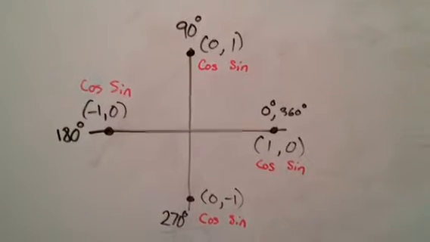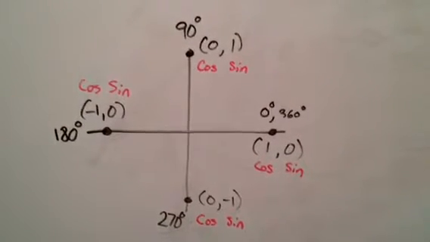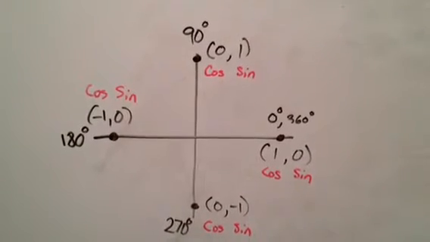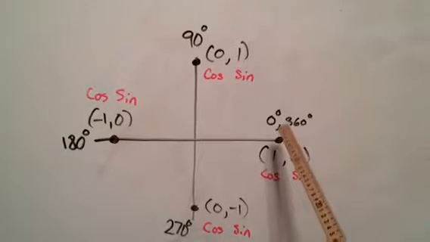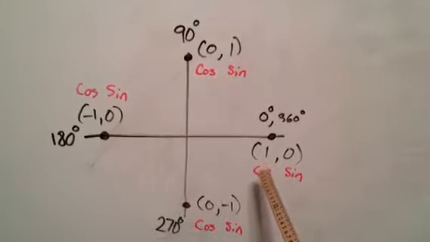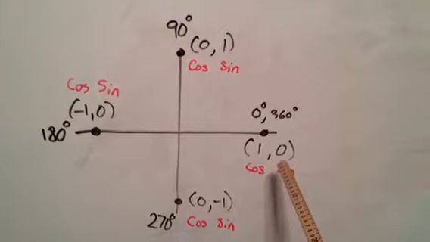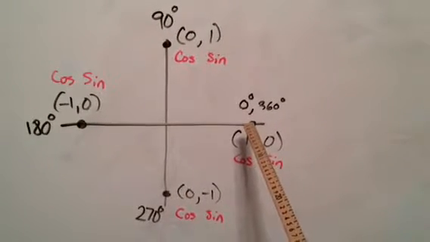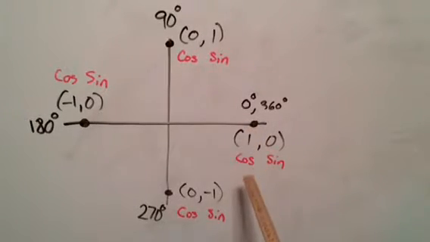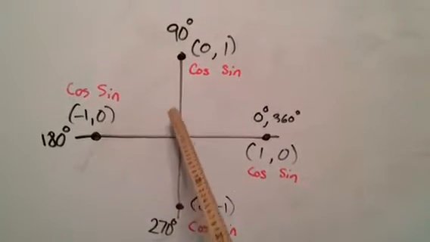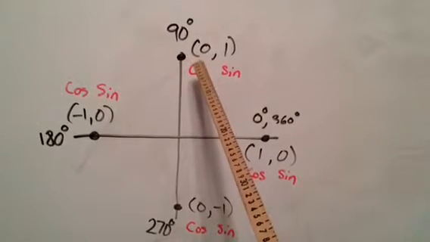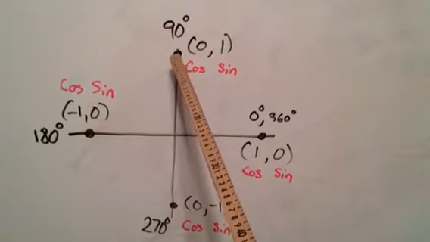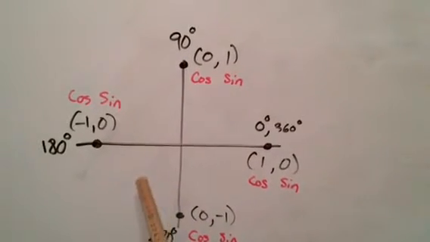You must memorize this chart to determine what the cosine and sine values are at each of the 90-degree marks. At 0 degrees, cosine has a value of 1, sine has a value of 0, corresponding to the point 1, 0 that is 1 unit away from the origin. At 90 degrees, cosine has a value of 0 and sine has a value of 1, also corresponding to a distance of 1 from the origin.